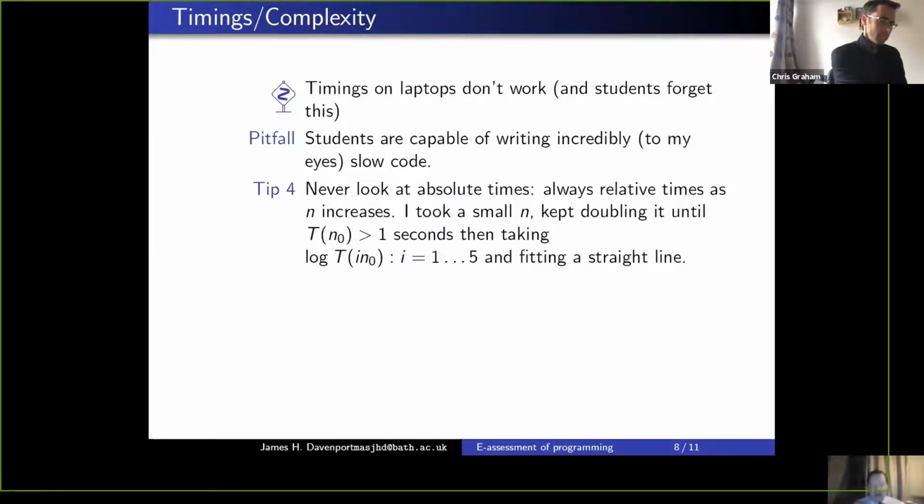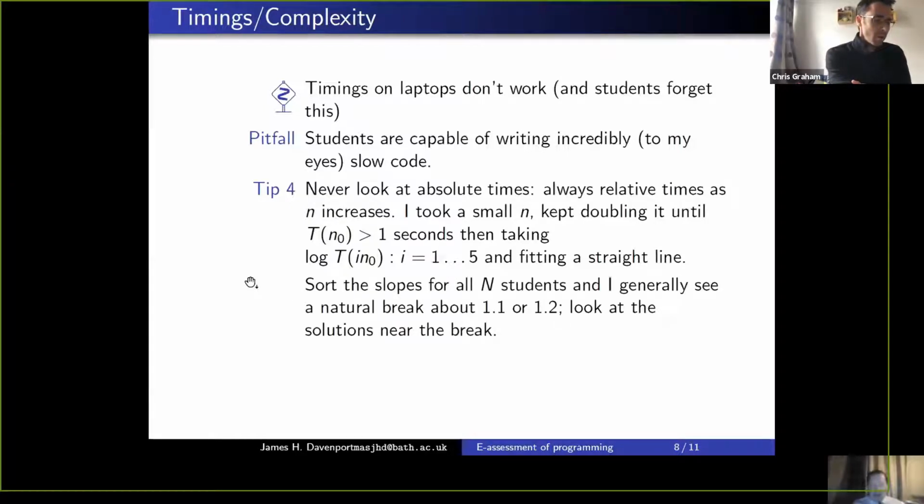Then I take log t of i times n0 when i is 1 to 5 and fit a straight line. I would sort the slopes. And so the slope is 1 for linear programming, 2 if it's a quadratic algorithm, and so on. Then you generally see a natural break at about 1.1 or 1.2, because the algorithm is probably n log n rather than n. I look by hand at the solutions near the break to convince myself I've found the right point, and that's actually remarkably effective.